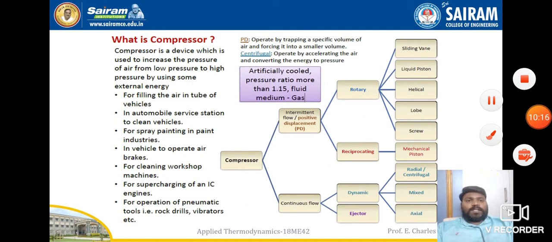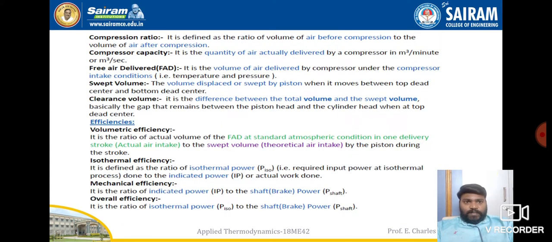So this is all about what we have seen. In this we have seen the classification part, and we have seen some definitions which are very important for our study of these reciprocating compressors. The remaining topic will be covered in my next videos.